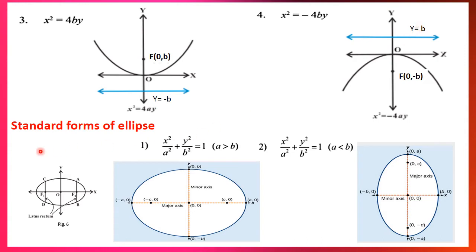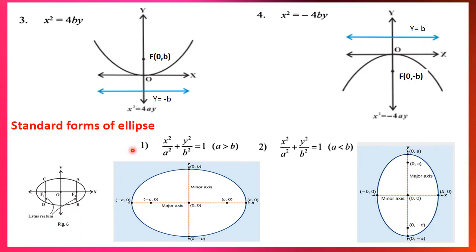Now we learn the standard forms of ellipse, and we know ellipse is an oval shaped figure. See, as per this figure there are two foci, each one on the opposite side of the origin, that is towards right and left as per this figure. And the line which is passing through each focus is called the latus rectum.